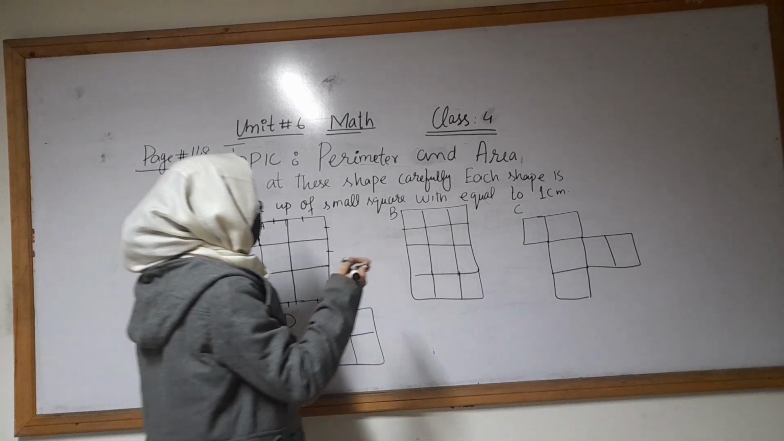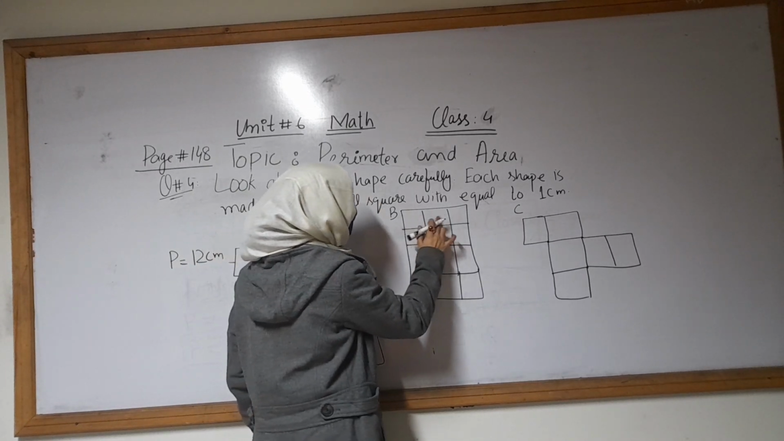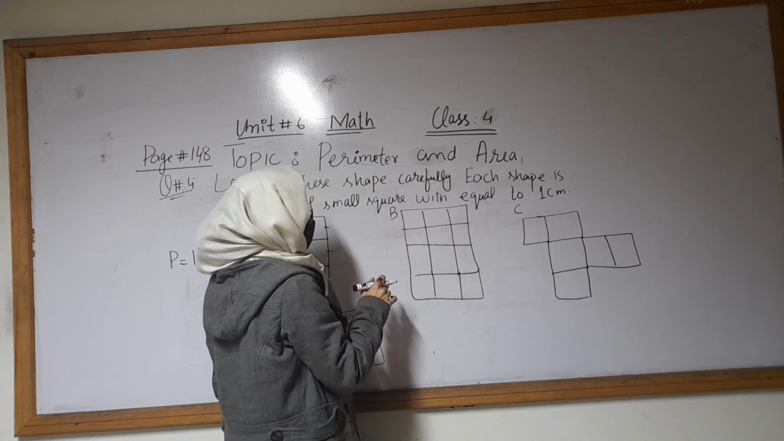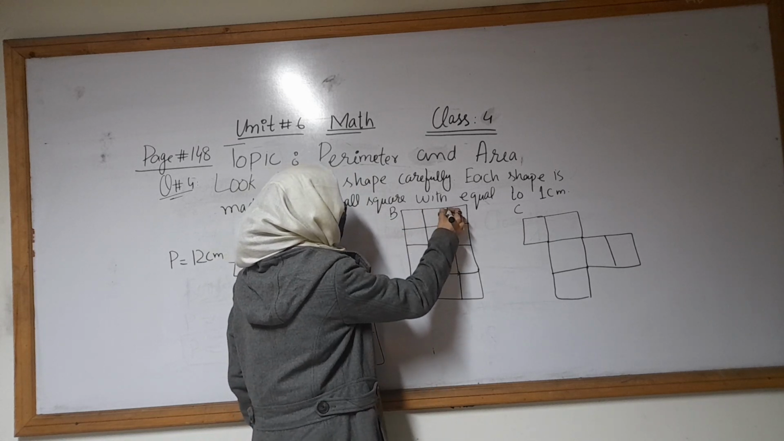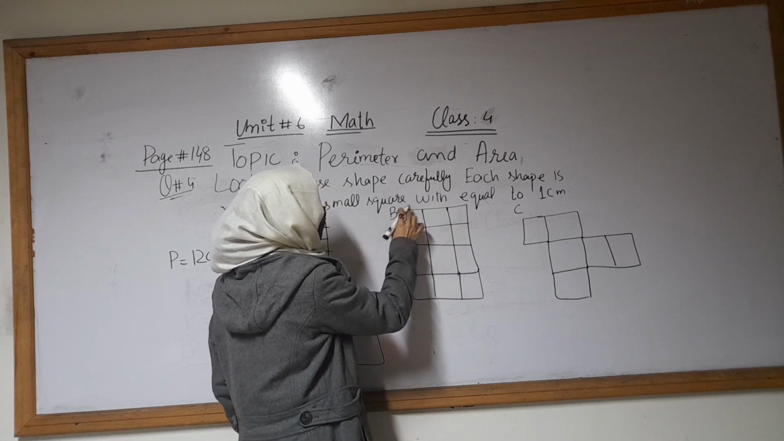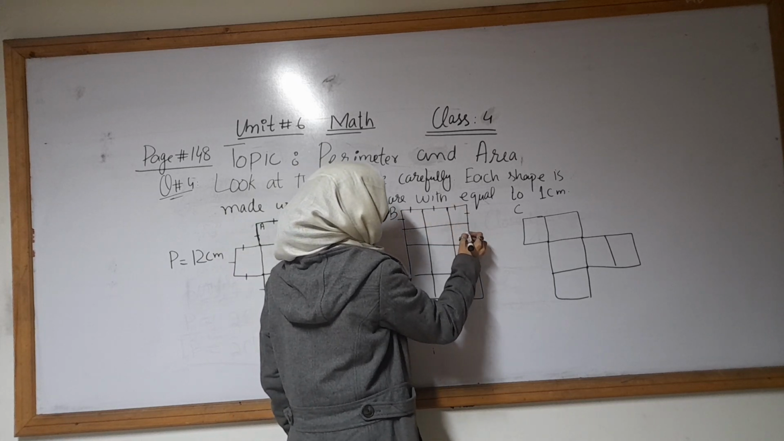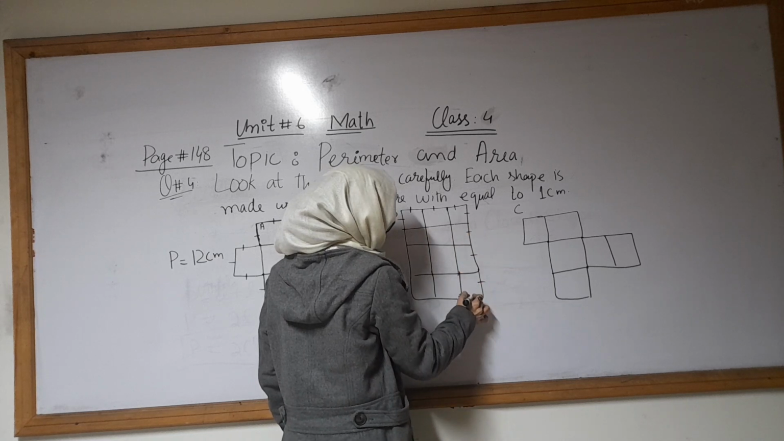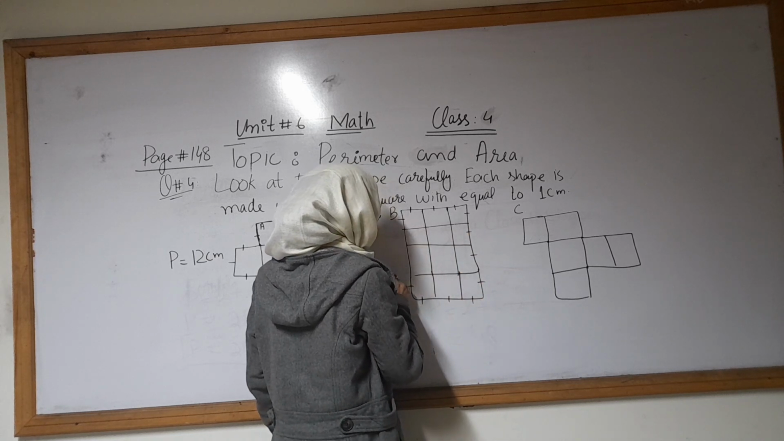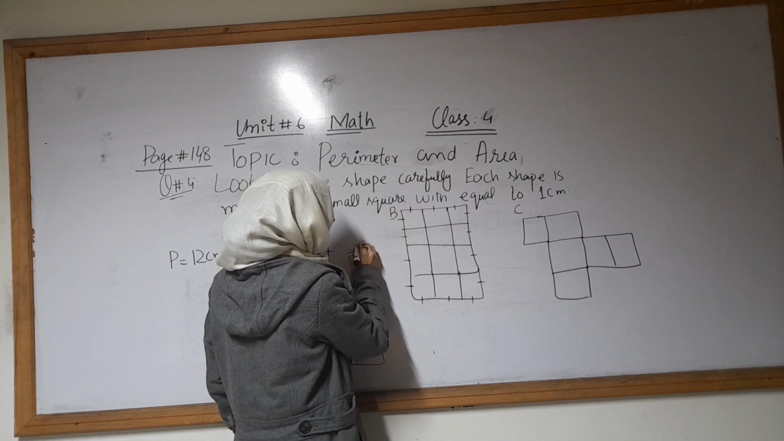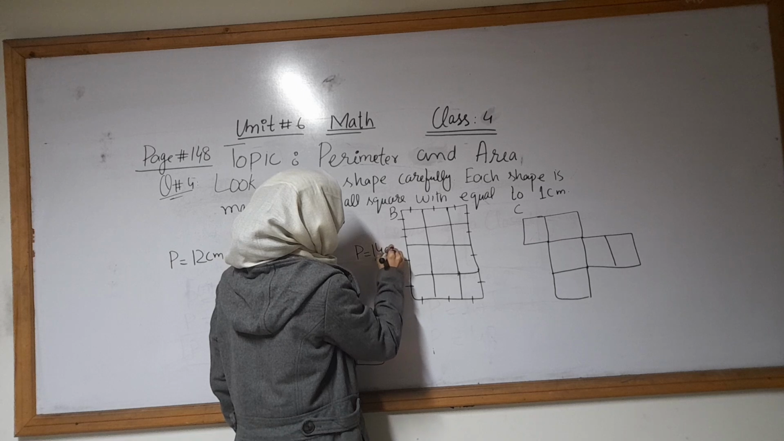Now in shape B you can see that we have 12 blue squares. But perimeter is the boundary, so we will add only the boundary: 1, 2, 3, 4, 5, 6, 7, 8, 9, 10, 11, 12, 13, 14. So the perimeter of shape B is 14 centimeters.